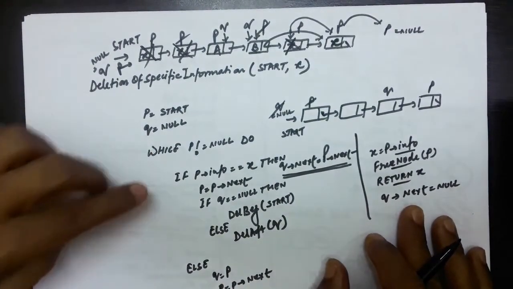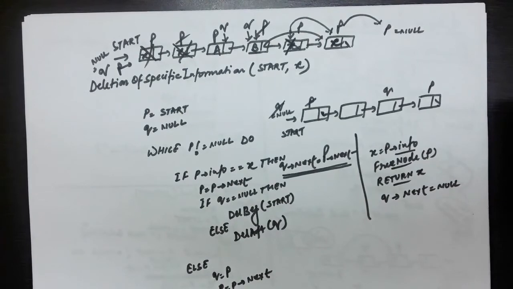Fine. So if you just summarize what has happened, we are traversing this linked list until p is null. If the information of p is x, it means this is the target node to be deleted. And for deletion of the target node, we first progress p to point to the next node, and then we try to find out if the node to be deleted is the first node or any other node. So if it is the first node, we will call the function delete beginning. How did we identify that this is the first node? If q is null, it means the node to be deleted is the first node. And if it is not the first node, q will be pointing at some valid node, and hence we will call the function delete after.